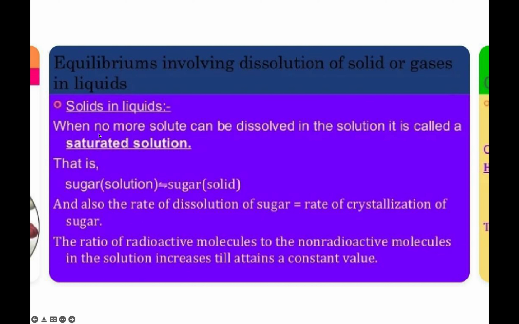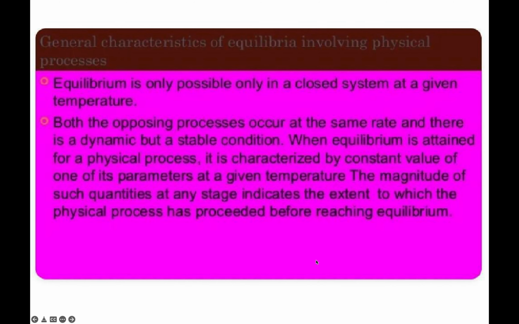Equilibrium involving dissolution of solids or gases in liquids. Solid in liquids means when no more solute can be dissolved in the solution, it is called a saturated solution, for example a sugar solution. Sugar is a solid. Also the rate of dissolution of sugar will be equal to the rate of crystallization of the sugar. So the ratio of the radioactive molecules to the non-radioactive molecules in the solution will increase till it attains a constant value.